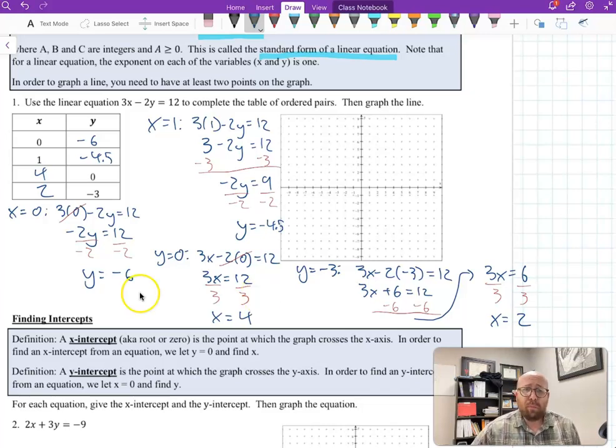Okay, so let's plot these points on our coordinate plane. X is 0, y is negative 6. That's going to be on the y-axis at negative 6. 1, negative 4.5. X is 1. Negative 4.5 is halfway between negative 4 and negative 5, right about here. 4, 0. X is 4, y is 0. That's going to be on the x-axis at x equal to 4. 2, negative 3. We're going to go to 2, and we're going to go down 3.